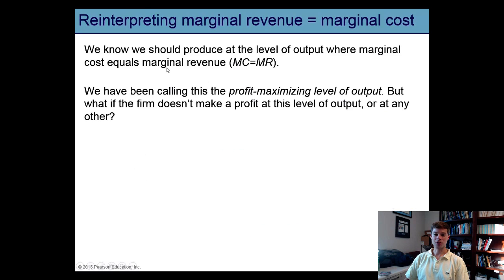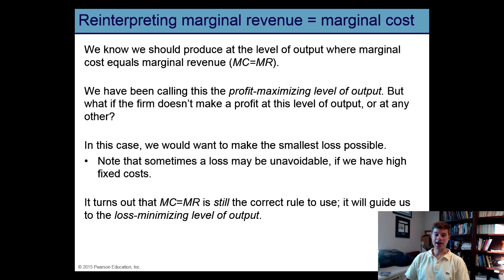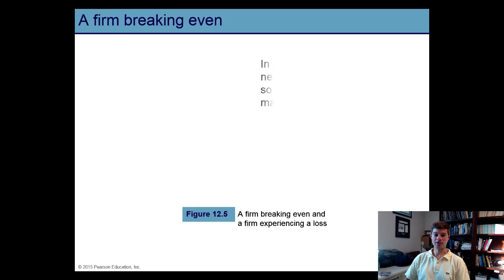Now let's recall that the firm is maximizing profits by producing that quantity where price equals marginal cost, or where marginal revenue equals marginal cost, since marginal revenue always equals the price for a perfectly competitive firm. But what happens if at this output level the firm is not earning positive economic profits? We can show a firm breaking even and a firm incurring losses on the next two slides.